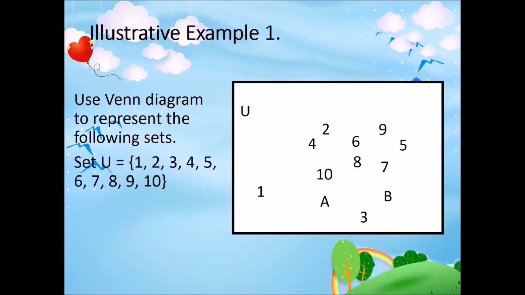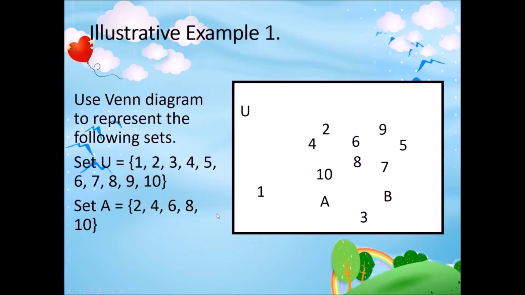The first is the universal set. It has elements of 1, 2, 3, 4, 5, 6, 7, 8, 9, and 10. So these are all elements of the universal set.